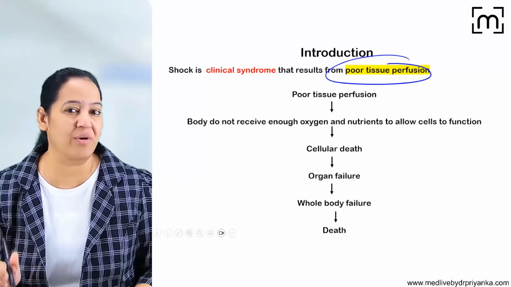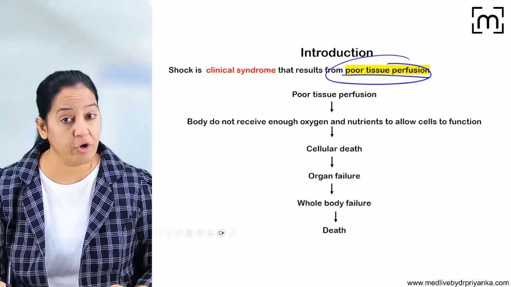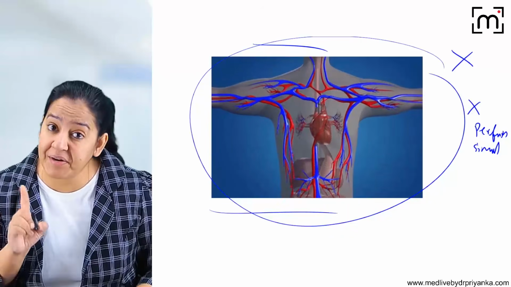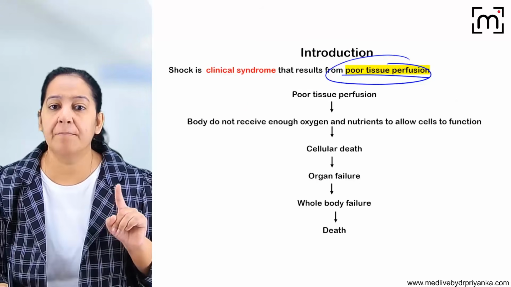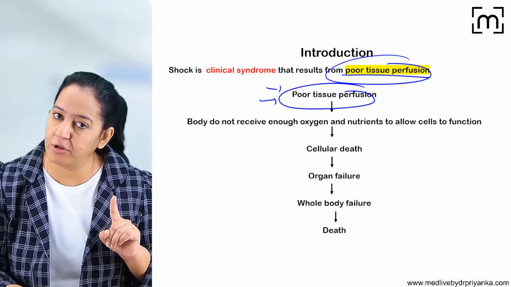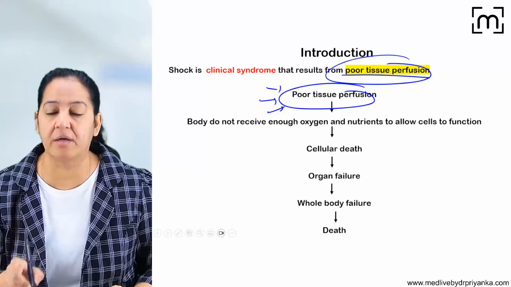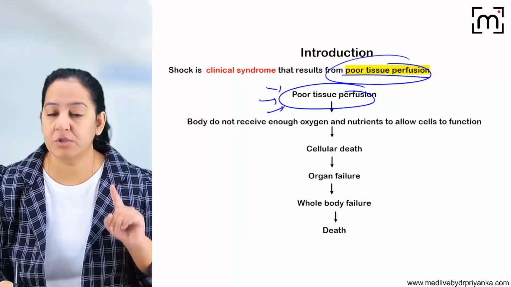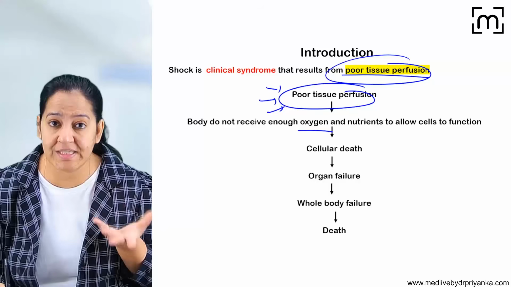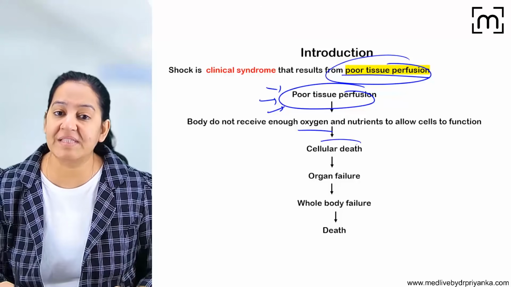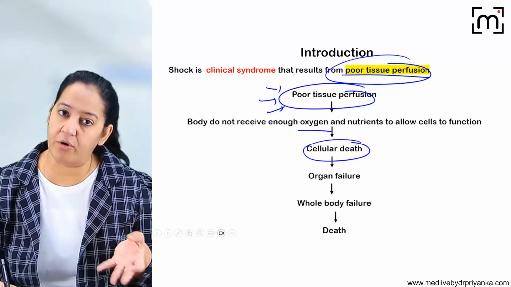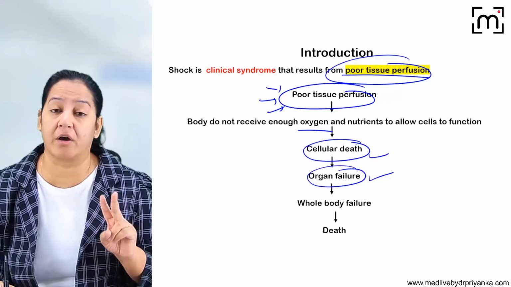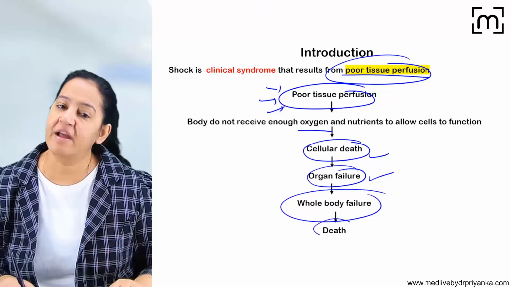One thing common in all three shocks is that there is poor tissue perfusion. What do you mean by poor tissue perfusion? From head to toe, multiple organs are not getting blood simultaneously. So what will happen? Because of poor tissue perfusion, which is common in all three shocks, multiple organs are not getting enough oxygen. If the oxygen is not adequate, there is hypoxia or anoxia. That will lead to cell death. The cells of that particular organ start dying. So multiple organ failure will occur. First cell death will occur, then organ failure will occur, then whole body failure will occur, and ultimately death will occur.